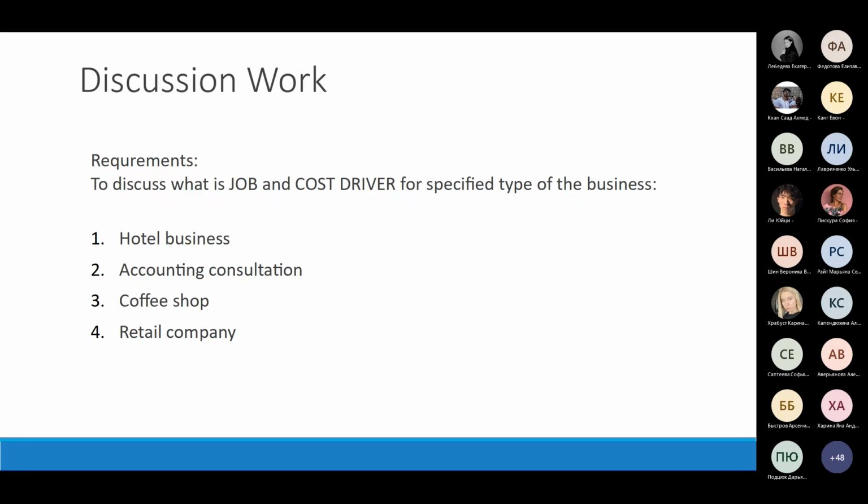Now I would like to recommend you to discuss what is a job and cost driver for a specified type of business in order to understand how these definitions would be modified within the particular industry. So could you give some examples for each type of business? What would be the job and the cost driver for hotel business, for example?